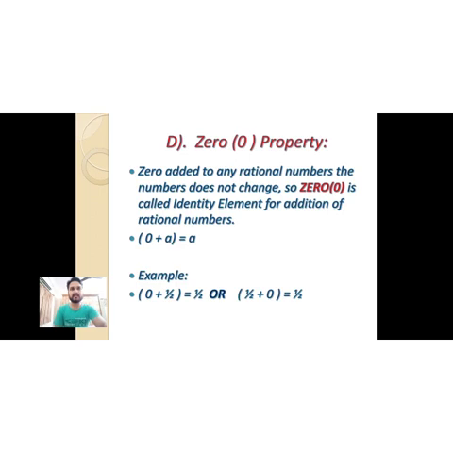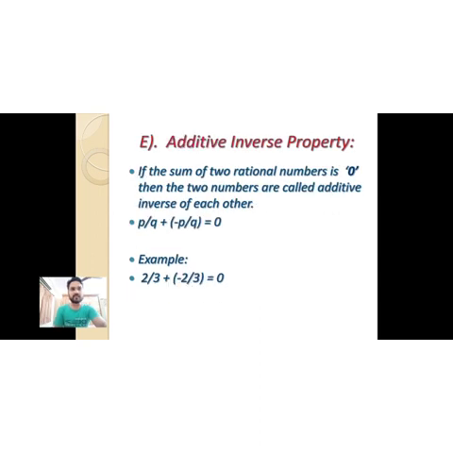The fourth is the zero property. Any rational number plus 0 is the rational number itself. There is no effect of 0. Additive inverse property: if a number is added to the negative of itself, meaning the sum of two rational numbers is 0, then the two numbers are called the additive inverse of each other. Means if a number is 1 by 2, the second number is minus 1 by 2. So plus and minus, the answer is 0.